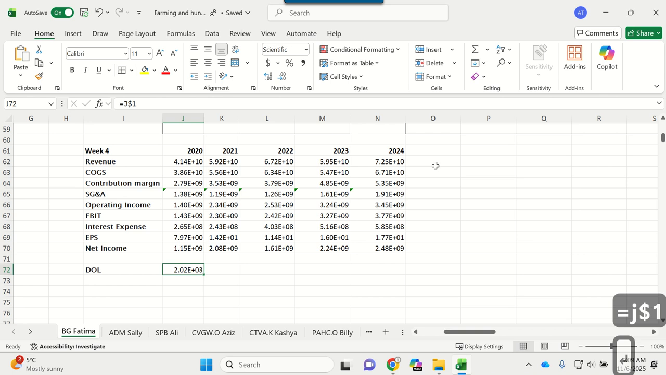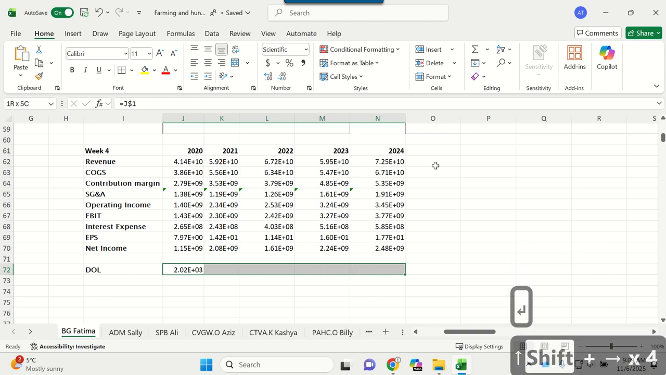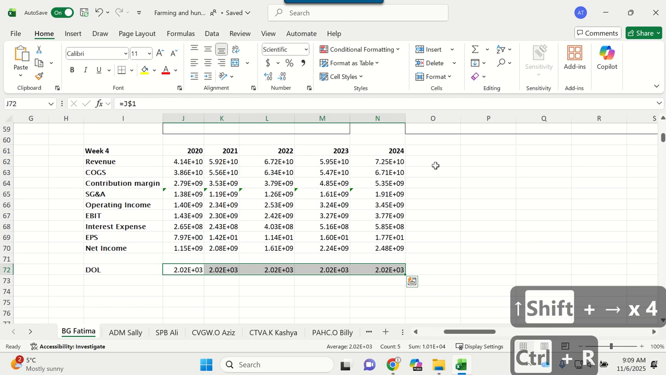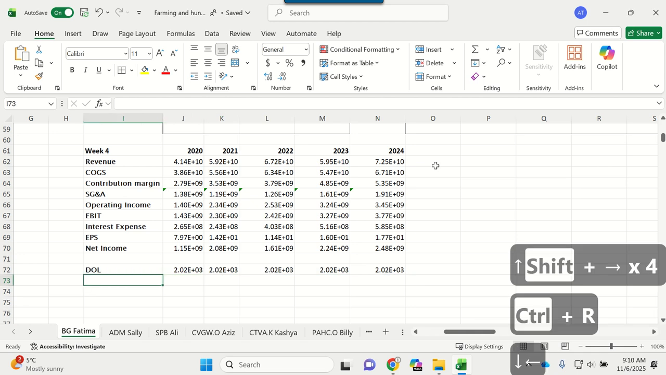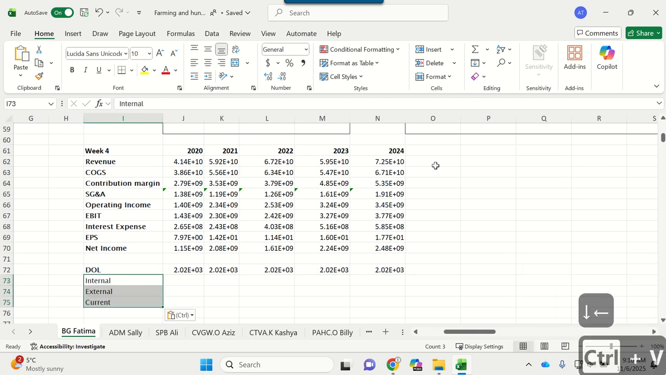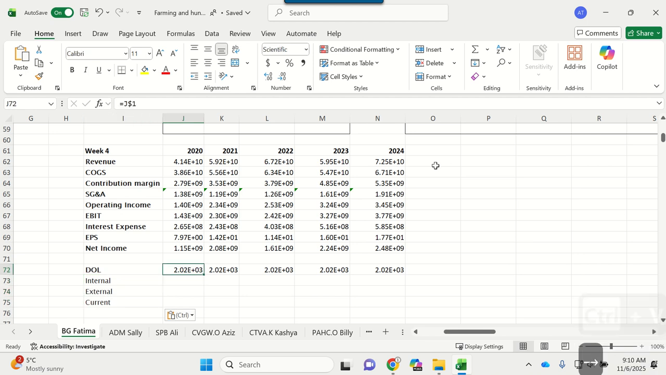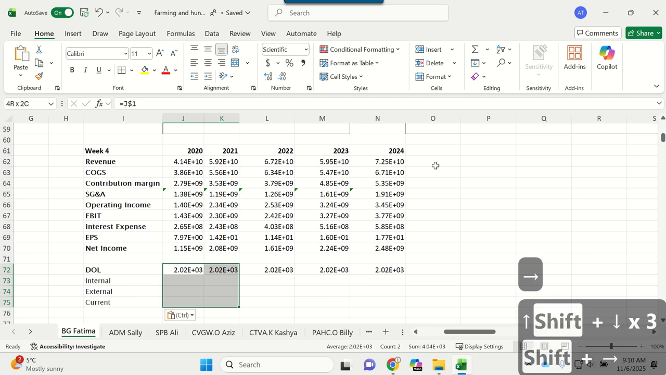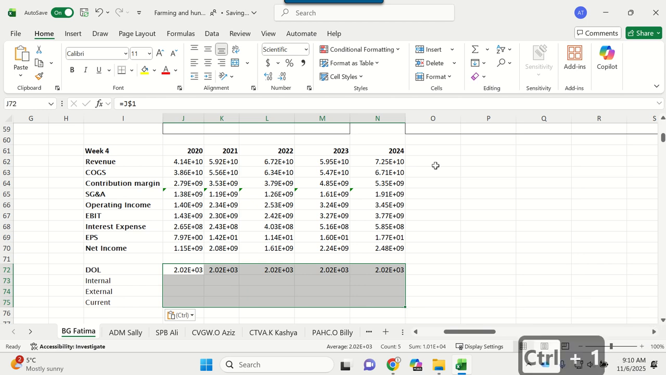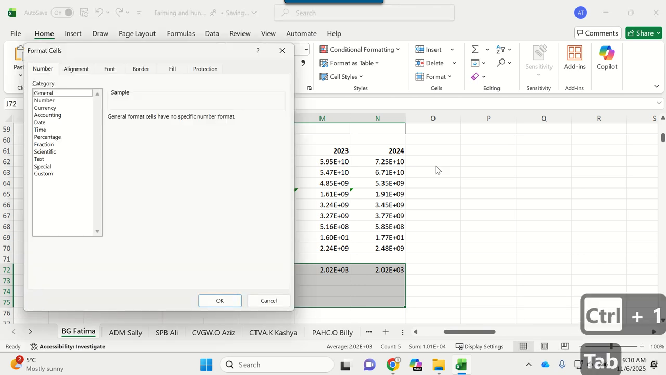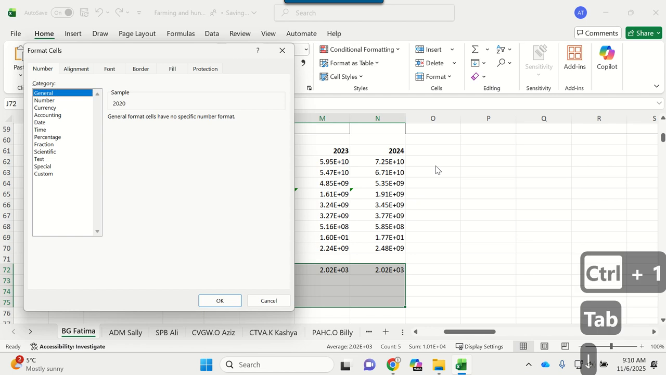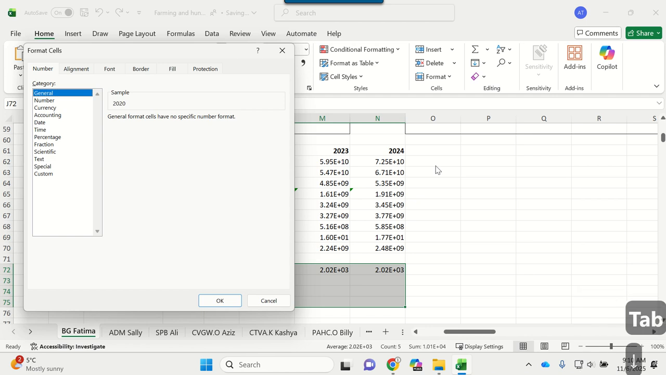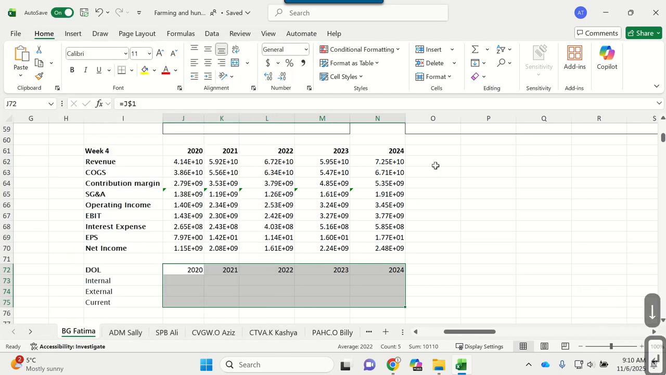enter, and then I'm going to go and shift and autofill that to the right, Control R. And then I'm going to paste below DOL my words internal, external, and current. Now I'm going to make the whole table, all the numbers and then the years, general. So Control-1 for formatting, tab to get into the type, and general is the very first one. I arrow down to it, enter.